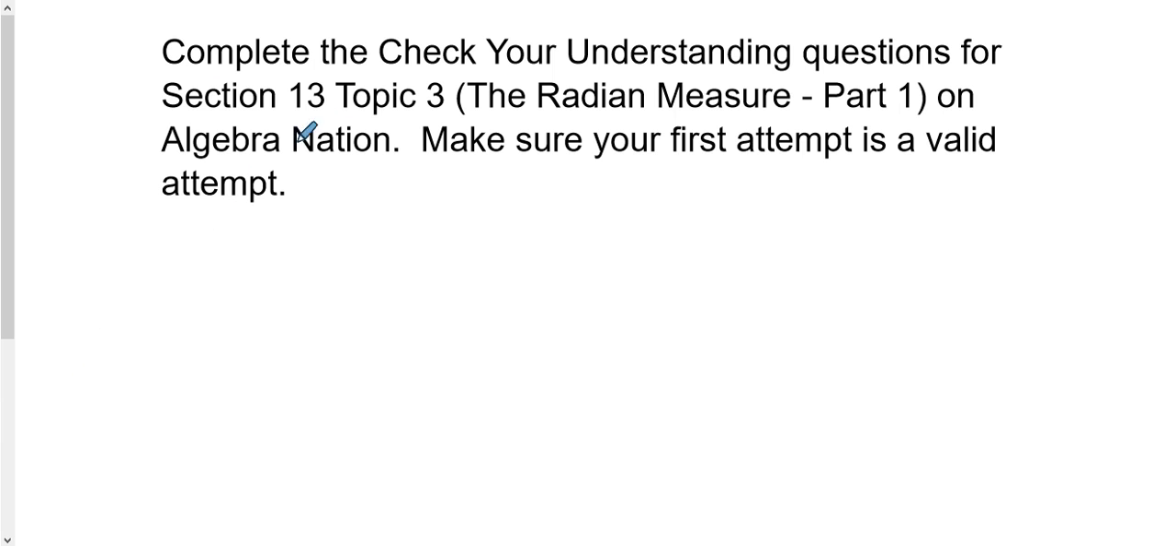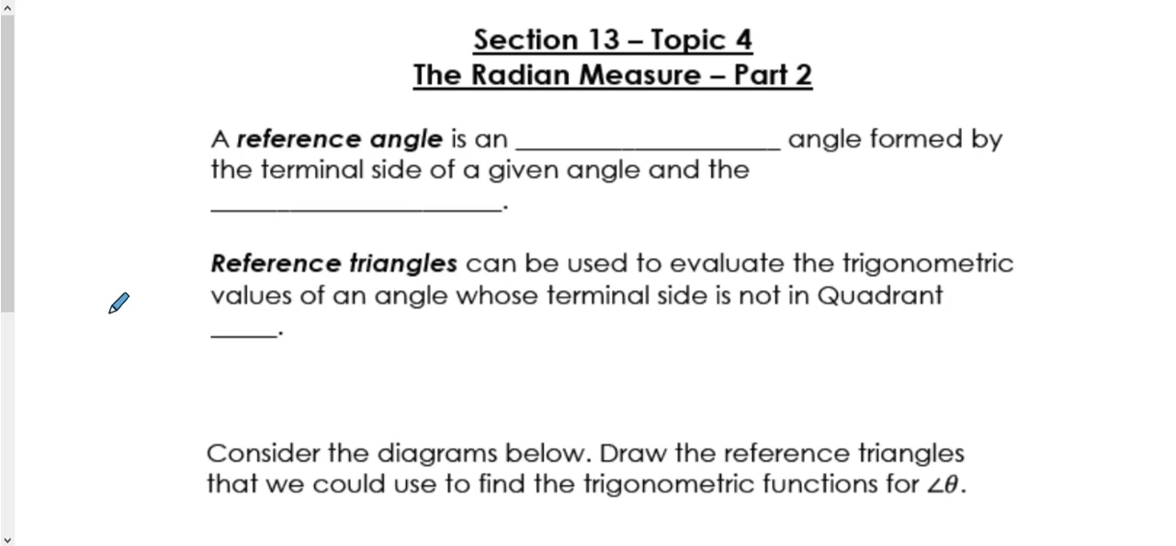All right. So that should be the end of the first part. So you should be able to do the check your understanding questions for section 13, topic 3, which is the Radian Measure part 1 on Algebra Nation. Please, guys, again, try to make sure that your first attempt is a valid attempt. Don't just guess your way through the first time in a minute or so and then see what the correct answers are, and try to cheat your way through it. You really want to understand how these radians work, especially if you're going to move on to math after Algebra 2.